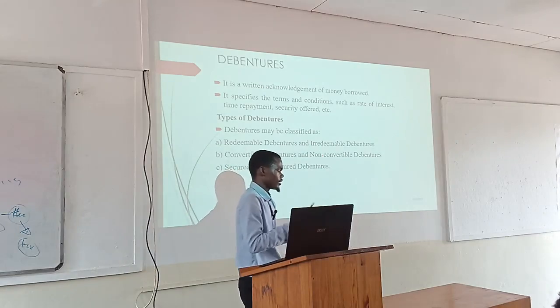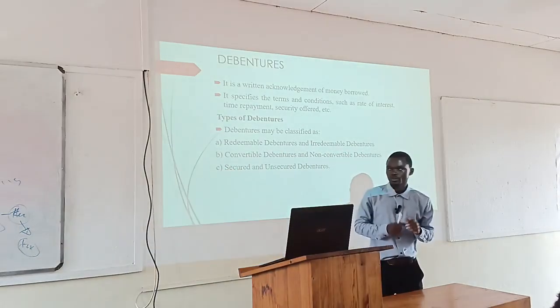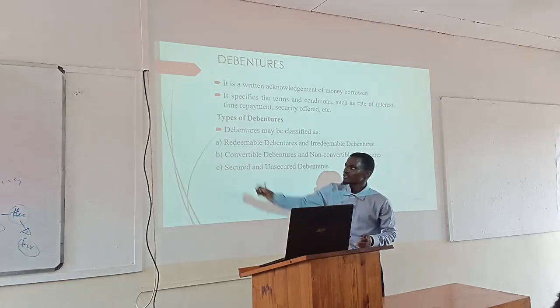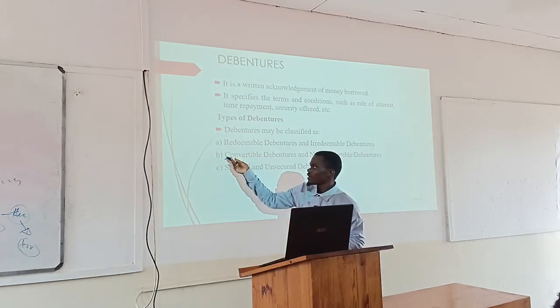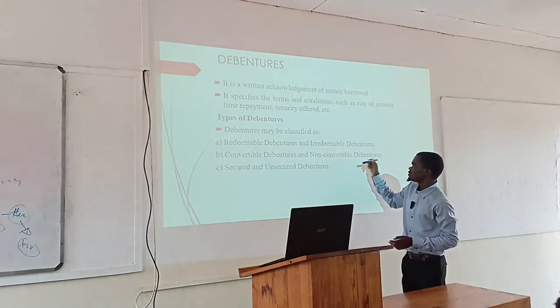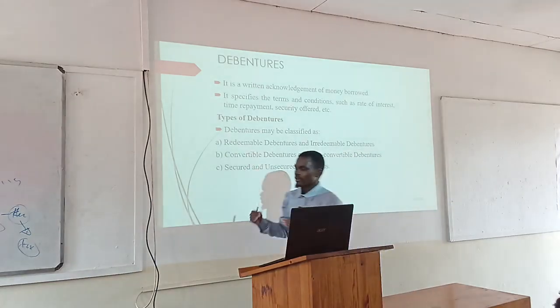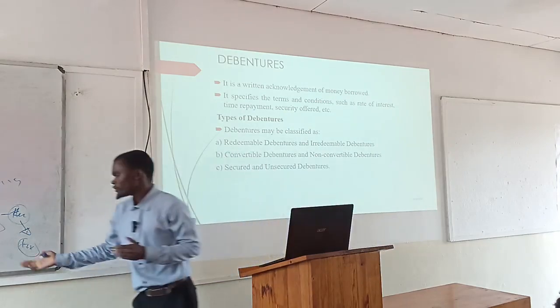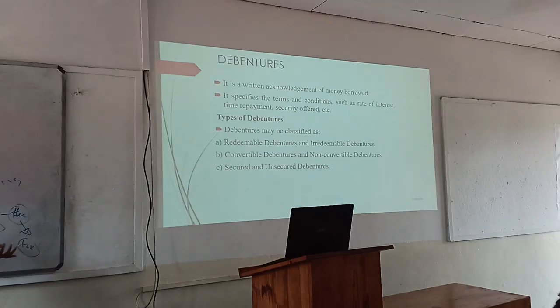It's not specifying where this type of loan it wants to have, it will be paid back. So that's the first type of debentures. The other one is convertible and non-convertible debentures. So on this one, we are saying these are people from the public, they are buying or they are lending an organization income.